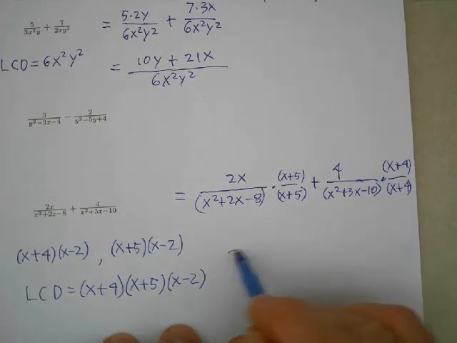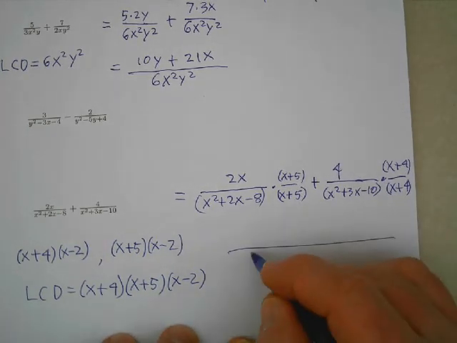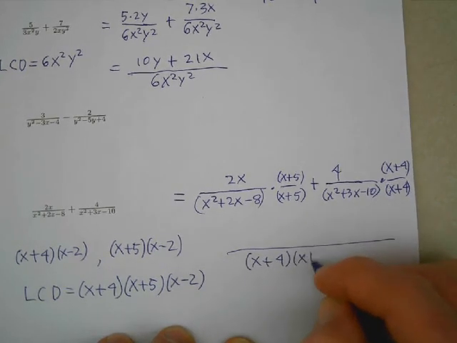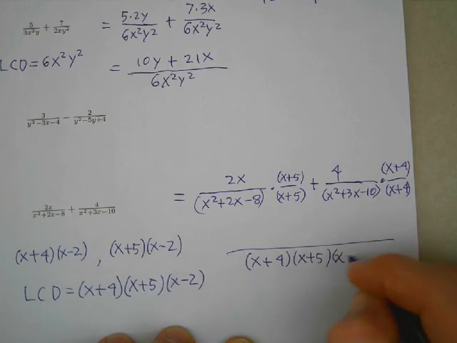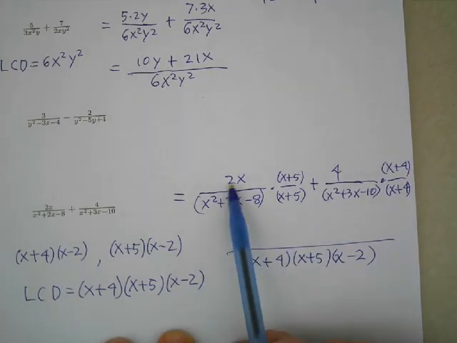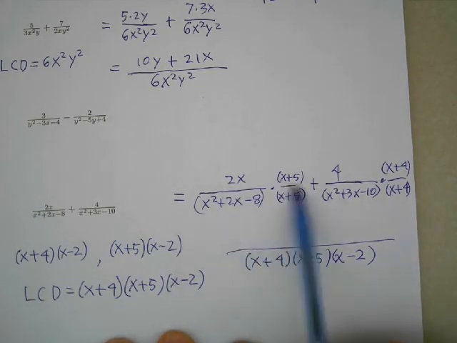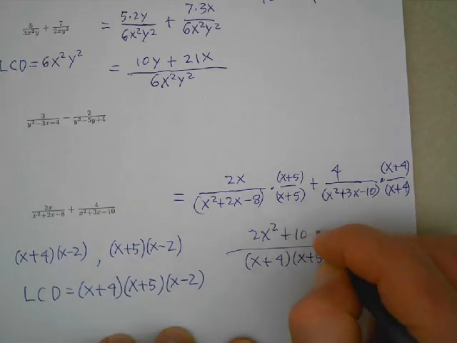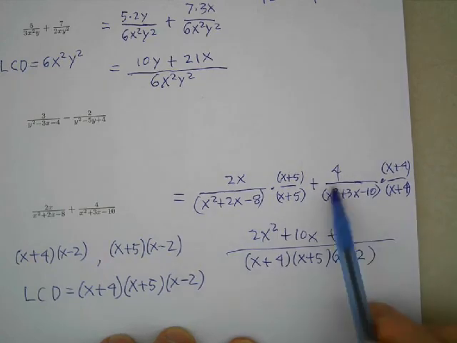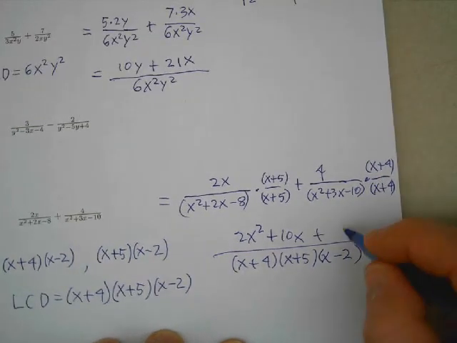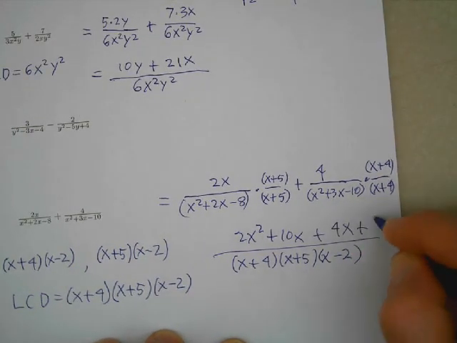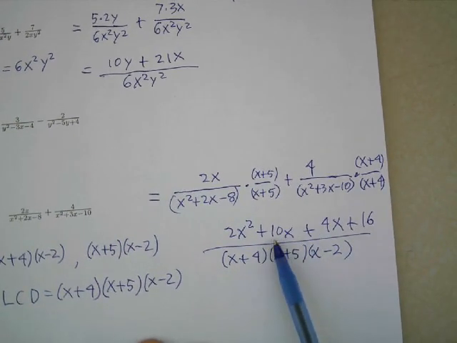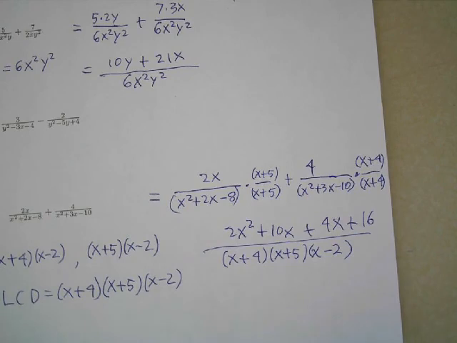Okay, then the common denominator is just x plus 4 times x plus 5 times x minus 2. So if we multiply 2x times x plus 5, we get 2x squared plus 10x, and then plus 4 times x plus 4 is plus 4x plus 16. And then simplify the numerator a little bit by combining the 10x plus 4x.